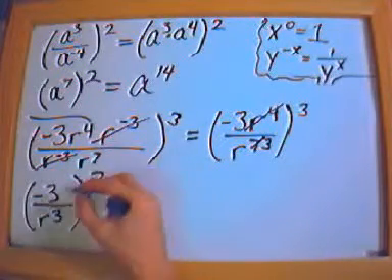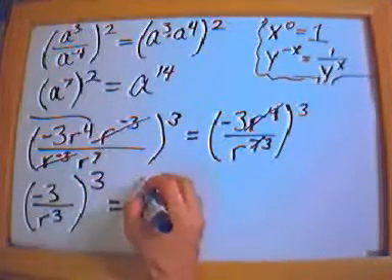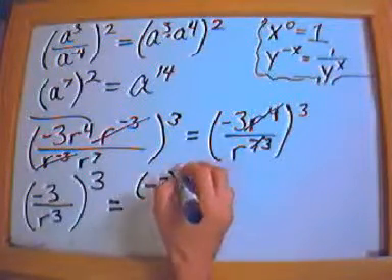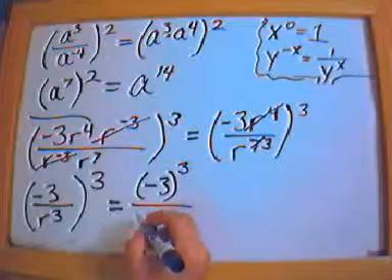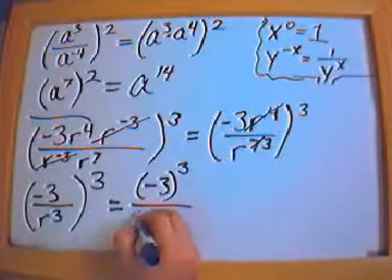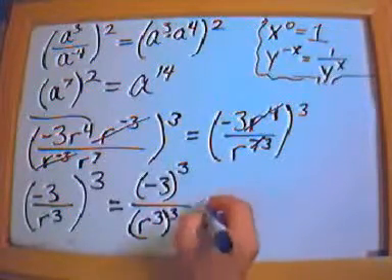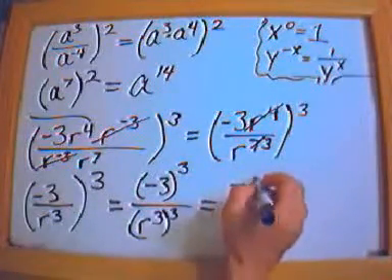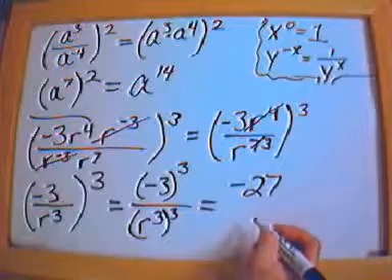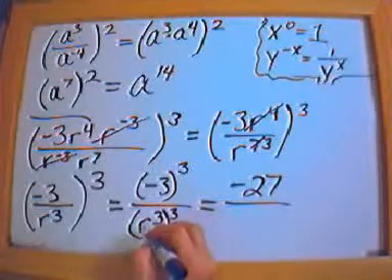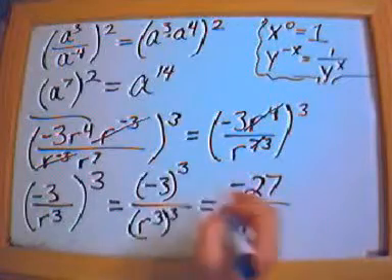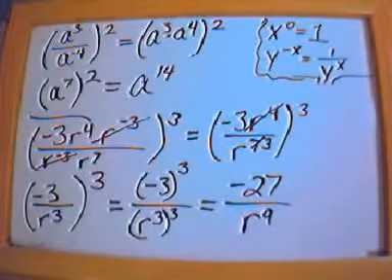Now when you have a fraction, you apply the exponent to the top and to the bottom separately. So I've got negative 3 raised to the 3rd power over r cubed raised to the 3rd power. On the top, negative 3 times negative 3 times negative 3 is going to be negative 27. You can check that in your calculator. And then on the bottom, r cubed raised to the 3rd power is simply r to the 3 times 3, which is 9.